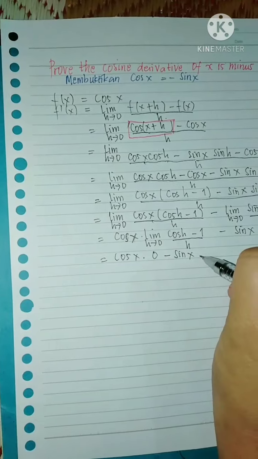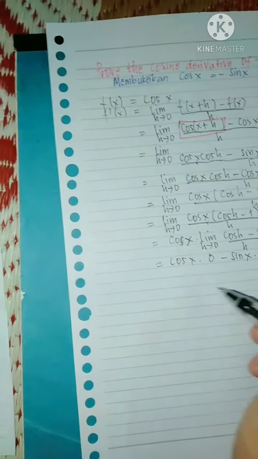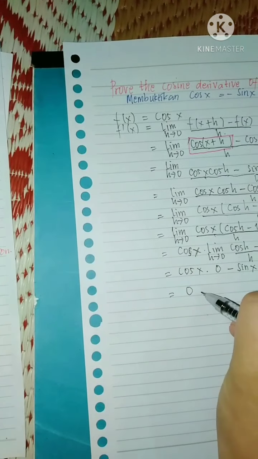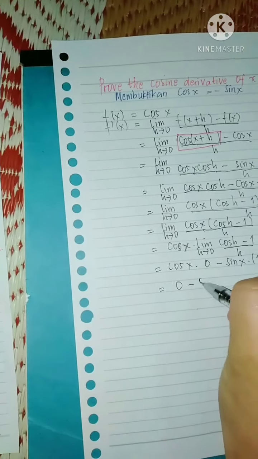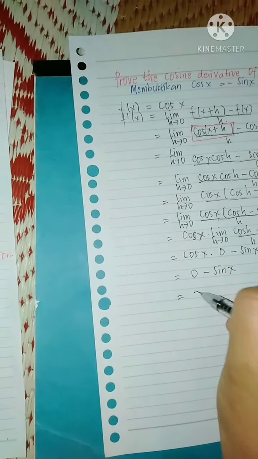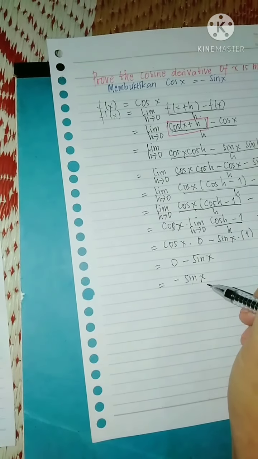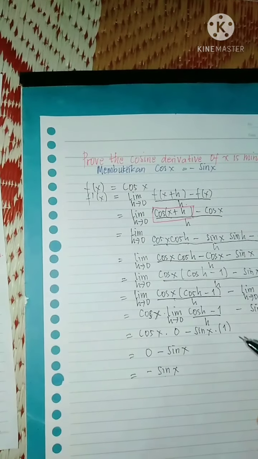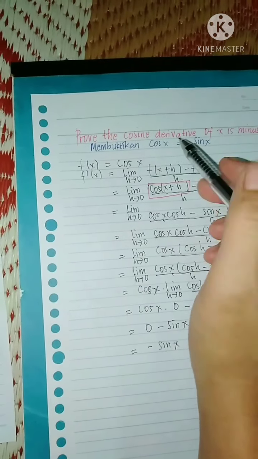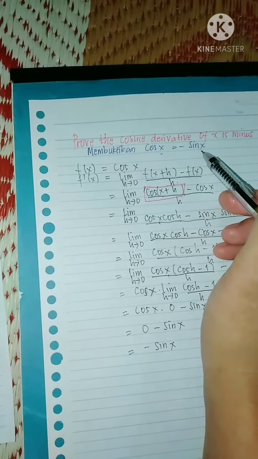We can write times 1. So the result is 0 minus sin x equals minus sin x. So this proves that the derivative of cos x equals minus sin x.